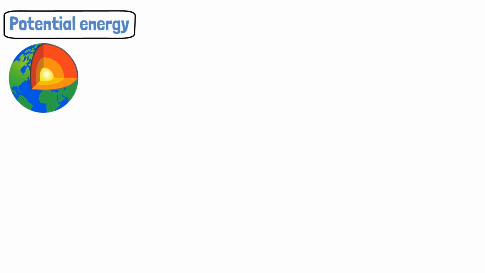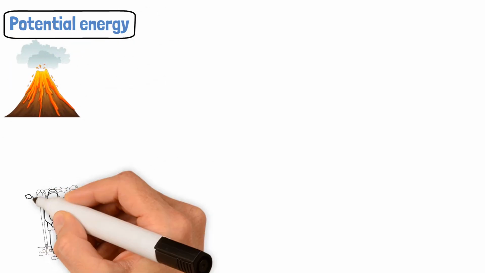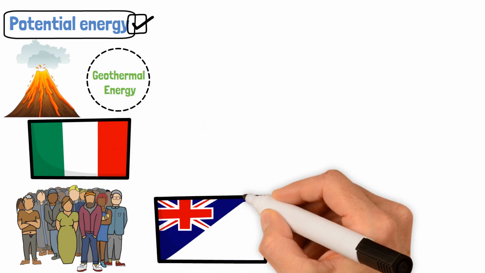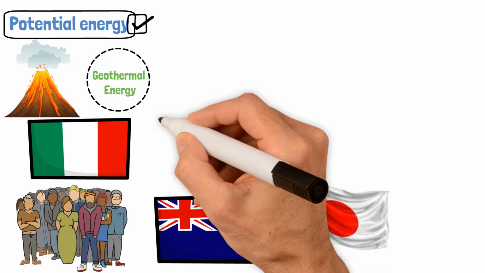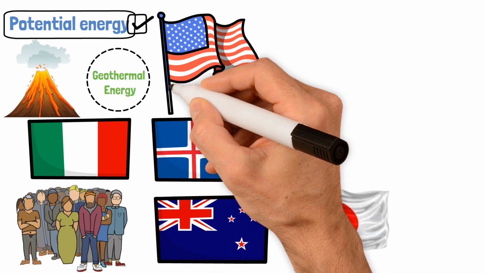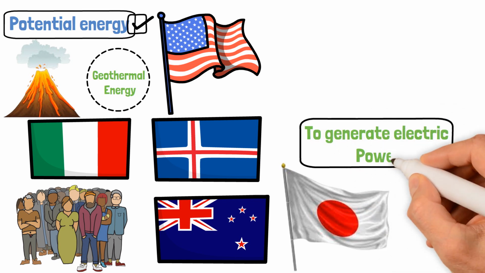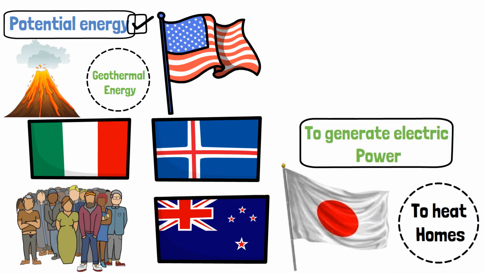There is a tremendous amount of potential energy that may be derived from the heat that is produced from the Earth's interior by volcanoes. It is challenging for people to exert control over this type of energy, which is known as geothermal energy. On the other hand, numerous nations, including Italy, New Zealand, Japan, Iceland, and the United States, have utilized hot water and steam that has been trapped below the surface to generate electric power, as well as to heat homes and greenhouses.